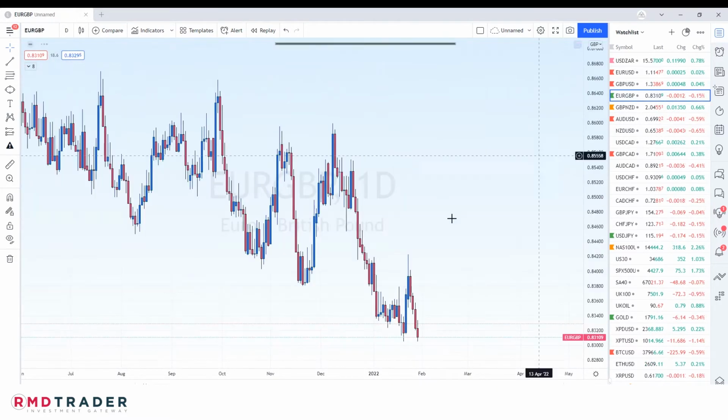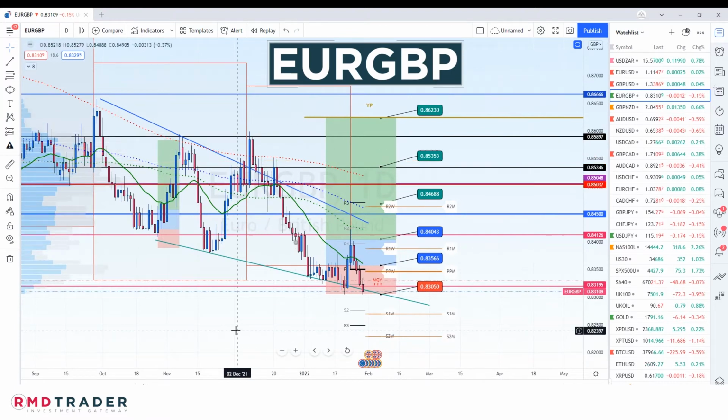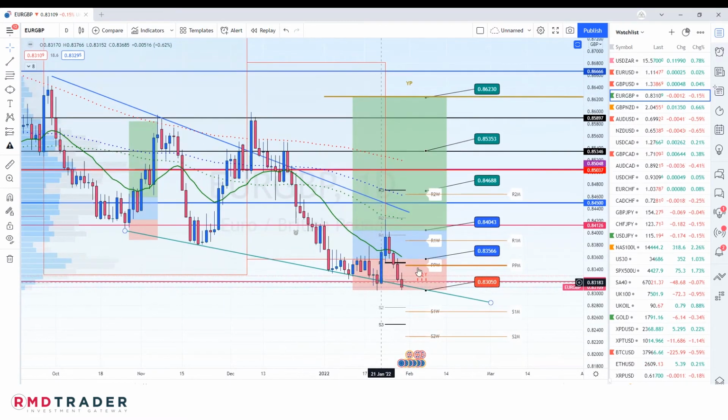The EURGBP remains the one Forex pair that just doesn't want to play along. We are currently trading almost at our stop loss level, perhaps even tagged it once again. We still have that diagonal support, and it's interesting the way we see that rejection from this area of previous structure support, which is also now of course the new monthly R1.